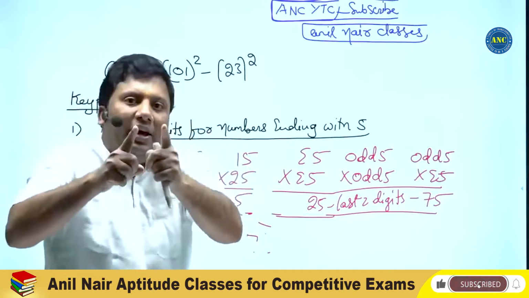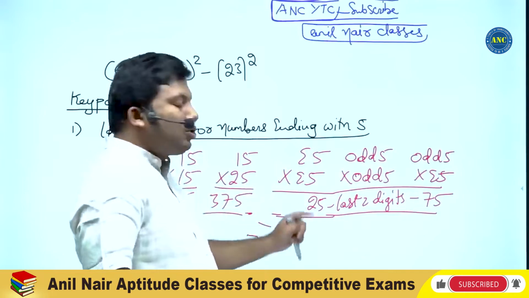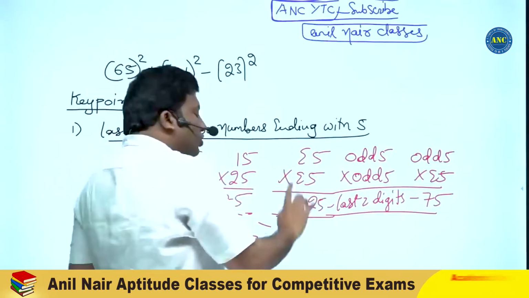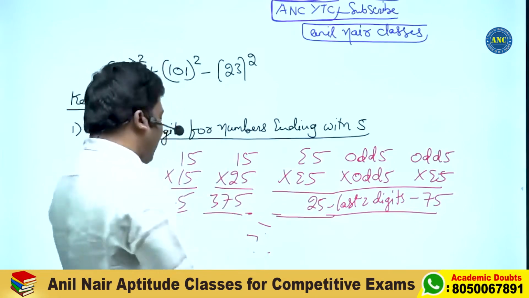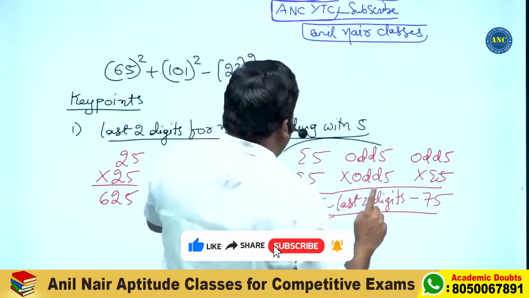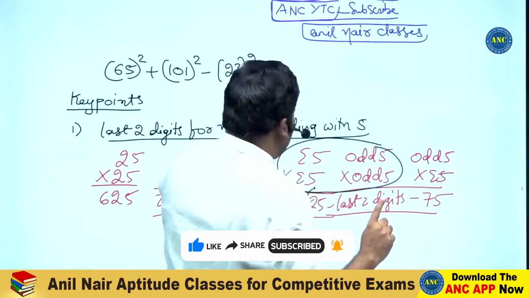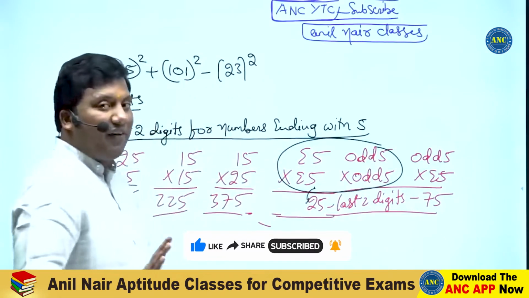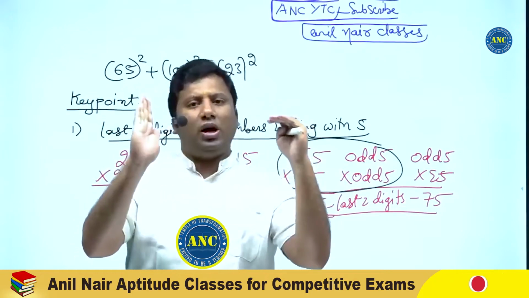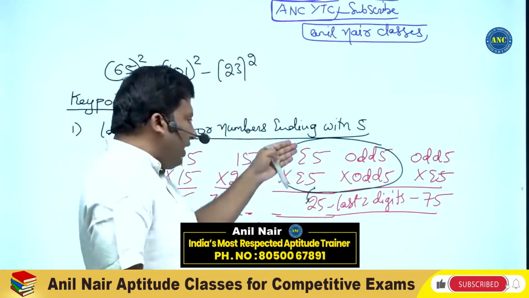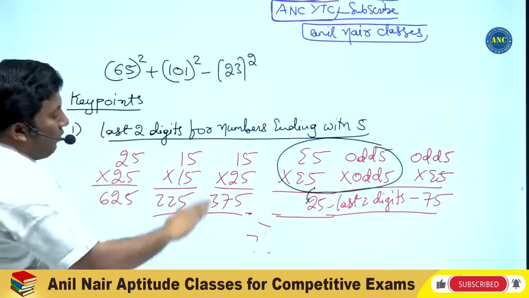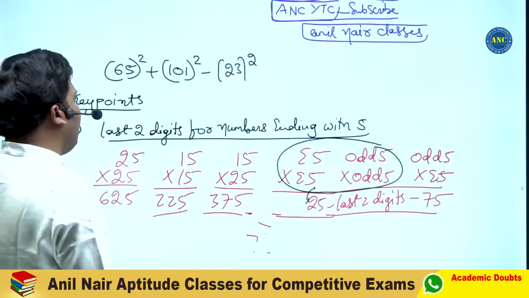When you multiply any two even numbers ending with 5, last two digits is 25. When you multiply any two odd numbers ending with 5, last two digits is 25. Else it is 75. If the tens place, in both the cases, is even or odd, last two digits will be 25. Else it is 75. This is valid for 2 numbers, 3 numbers, 4 numbers, and so on. Tens place both even, 25. Tens place both odd, 25. One odd, one even, last two digits it is 75.